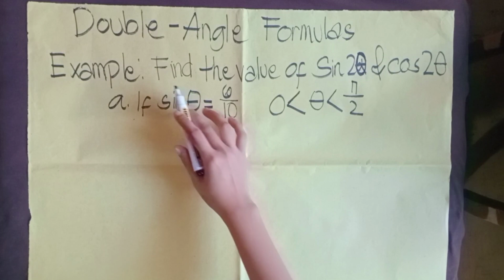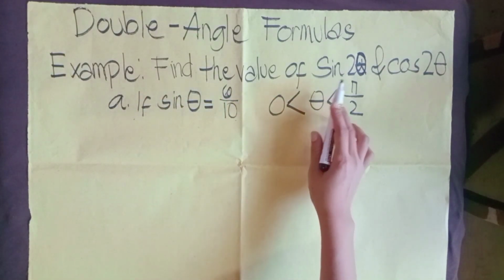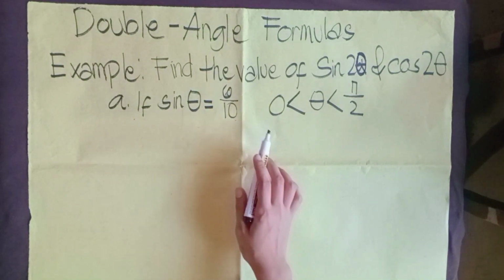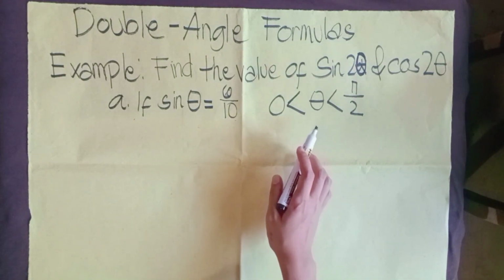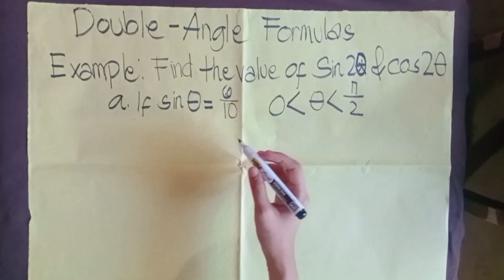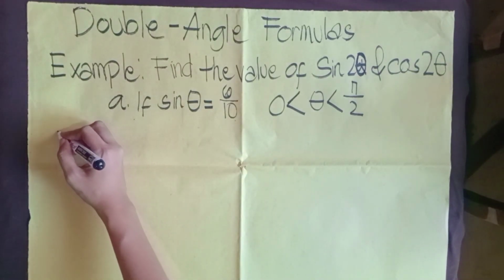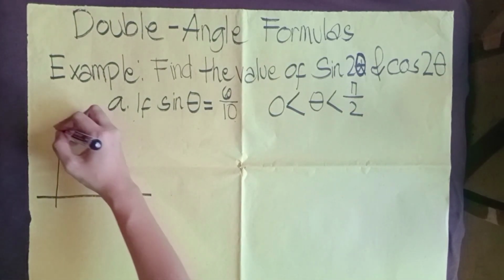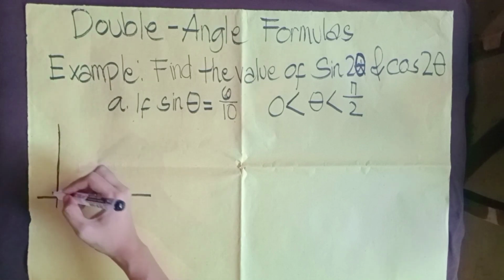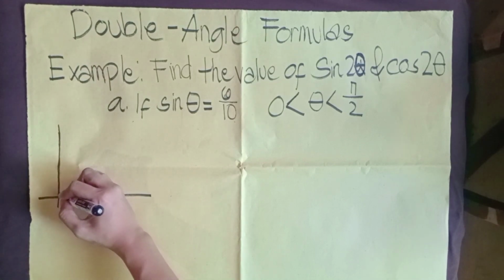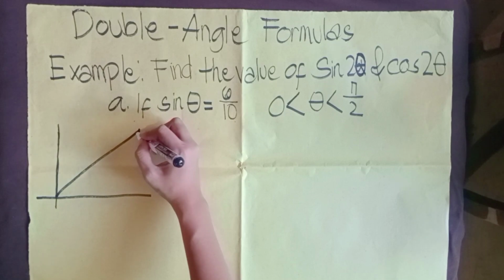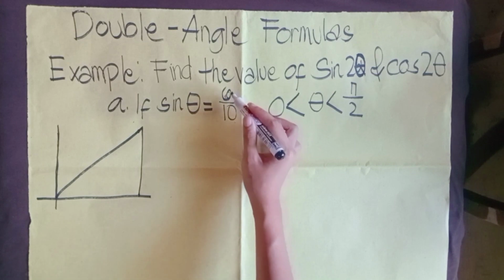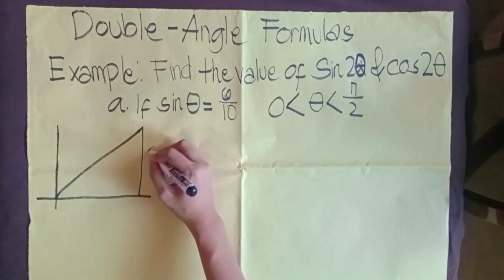So let's have an example of double angle formulas. Find the value of sine 2 theta and cosine 2 theta if sine theta equals 6 over 10 and theta is between 0 and pi over 2. So the first thing we need to do is draw a right triangle and notice that theta is in quadrant 1. So 6 over 10, that is opposite over hypotenuse.